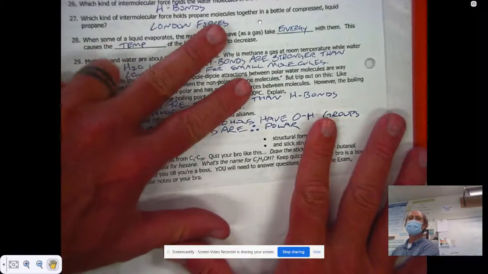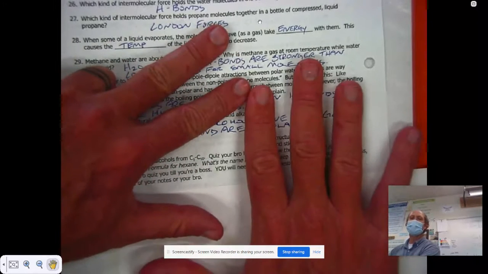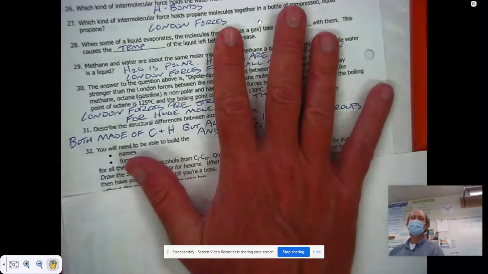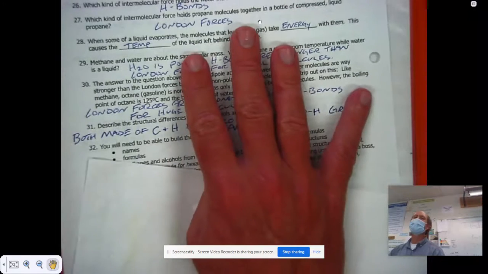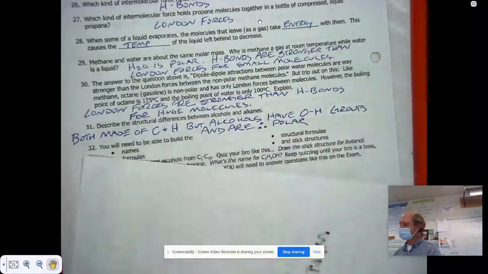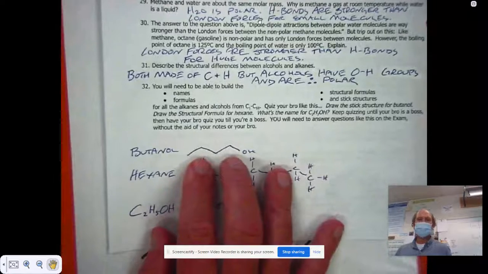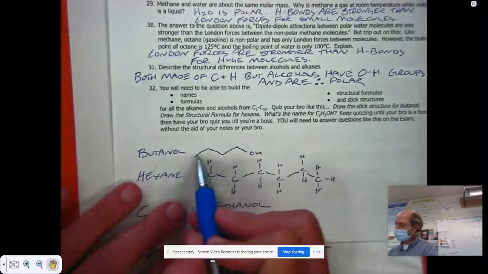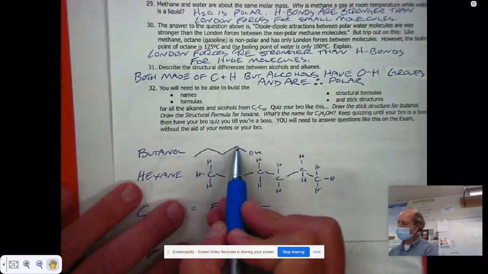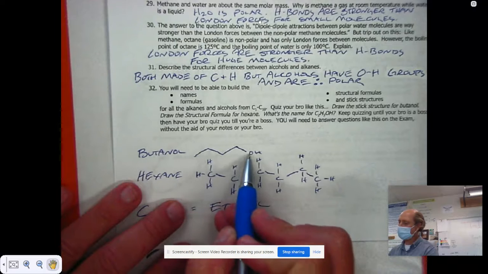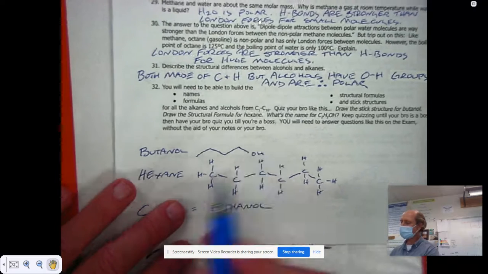So this would be octane or octanol. And this would be pentane or pentanol. And this would be butane or butanol. This is the stick structure for butanol. There's 1, 2, 3, 4 carbon atoms, and then an oxygen to a hydrogen.